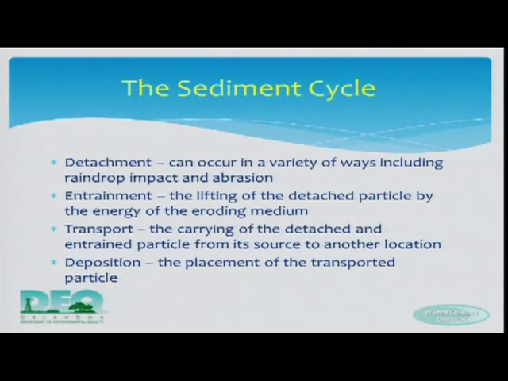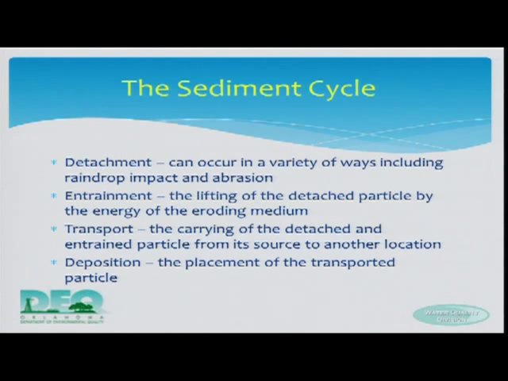Now, when you're talking about erosion or sediment, you say, well, what's the difference? I've seen an erosion control design, I've seen a sediment control design or whatever. The cycle of sediment is where those terms come from. First of all, you got to have detachment. The soil particles have to come apart. And for the most part, they tend to stay glued together.